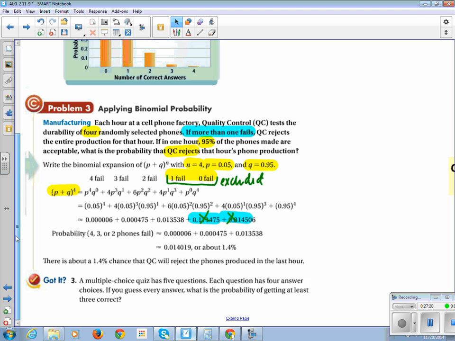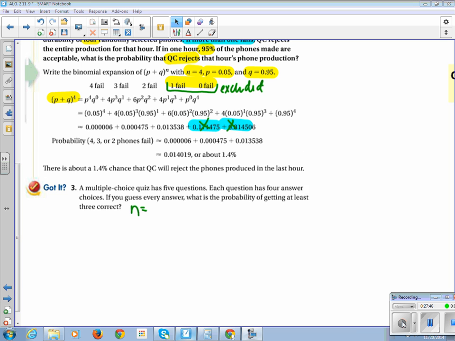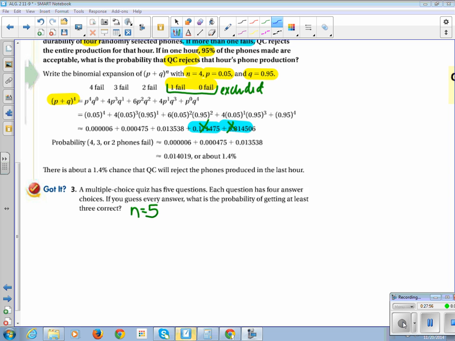Let's see if we can repeat this. All right, a multiple choice quiz has 5 questions. Each question has 4 answer choices. If you guess every answer, what is the probability of getting at least 3 correct? So let's set this up. In this case, we have 5 questions, so n is equal to 5.